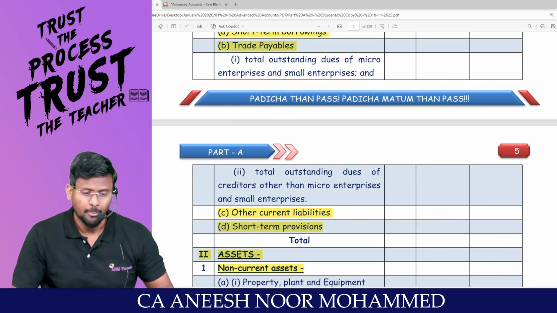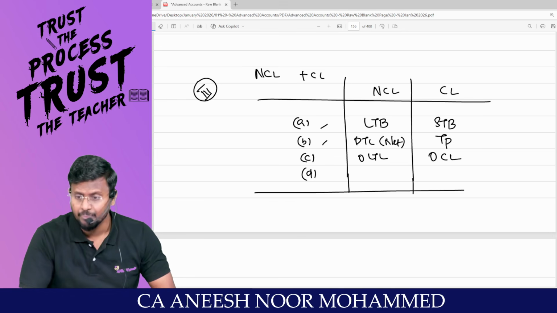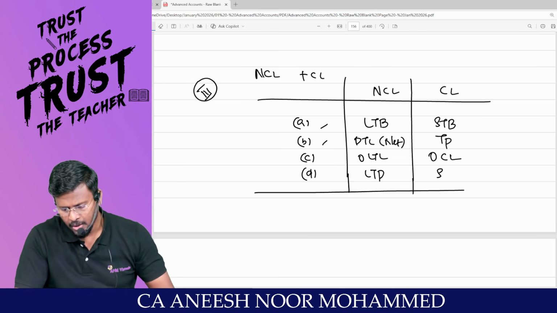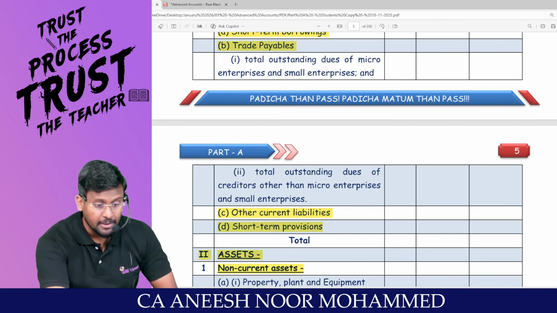Now, sir, borrowing is over, liability is over. Coming to the provisions. There are 2 types of provision. If the provision is valid for more than 1 year, it is long-term provision. If the provision is valid only for 12 months, it is short-term provision. Are you all really with me? That's it. This is the liability side of the balance sheet.